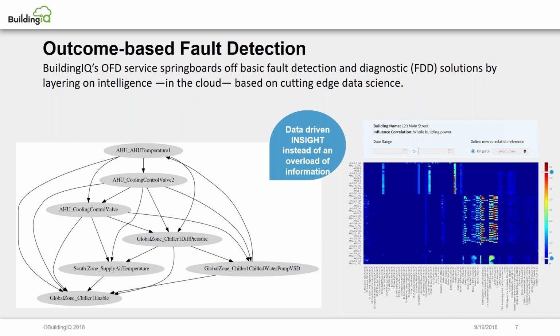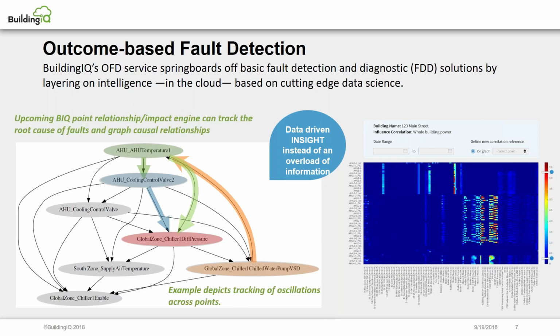So if I find a fault in one of the points, I start tracking it. I say, okay, who is this point connected to? Who does it impact? What other points does it impact? Who impacted this point? Where is the fault coming from, and how is it propagating to the different points? Here is one example where we were tracking some sort of oscillations in one of the buildings in Sydney. And I'll show you some graphs about the point relationships and how we track a problem.